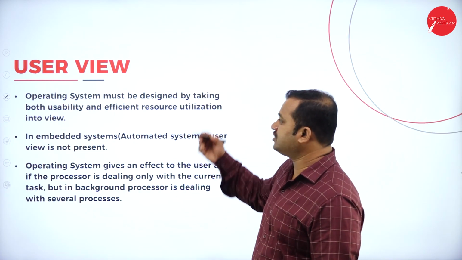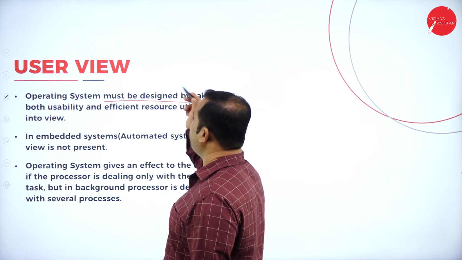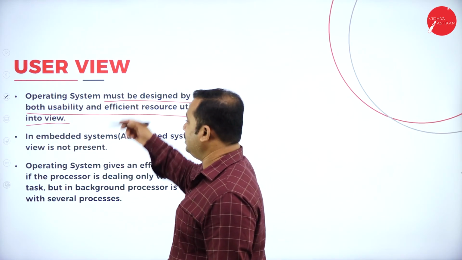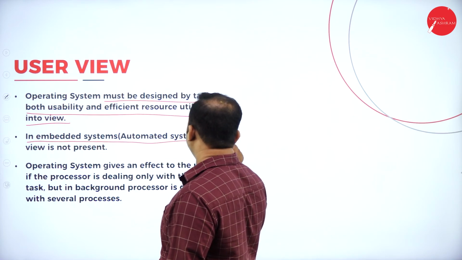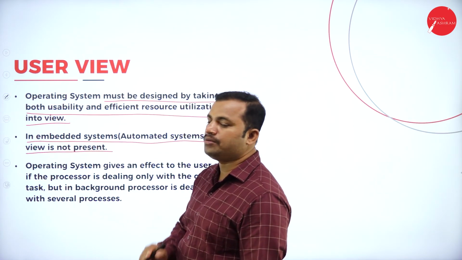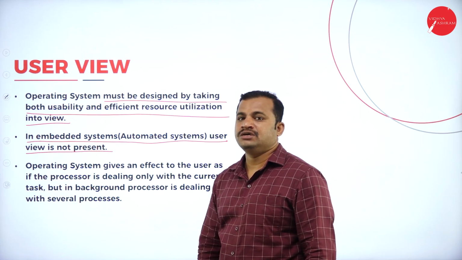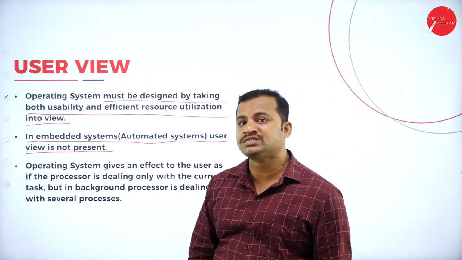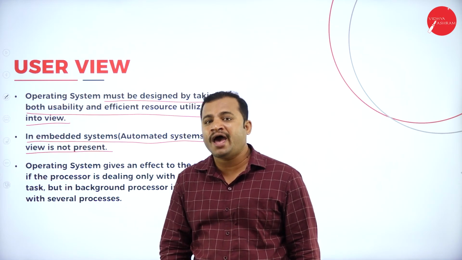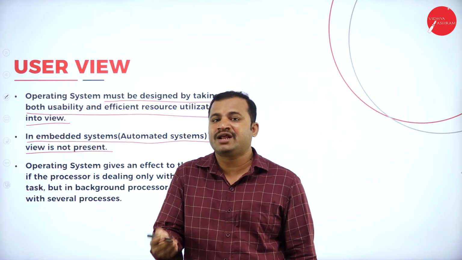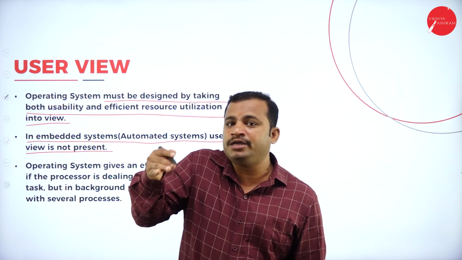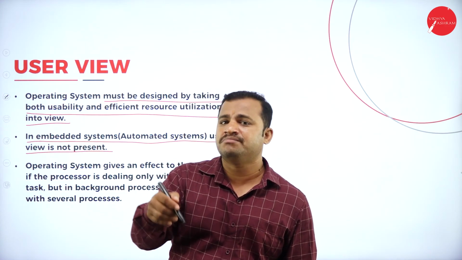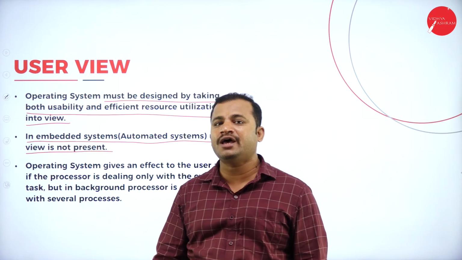If we look at this further, an operating system must be designed by taking both usability and efficient resource utilization into view. In embedded systems, like automated systems, the user view is not at all present. That means these softwares or application programs are embedded into the hardware devices. Suppose I have an Arduino board or a Raspberry Pi, I will incorporate some Python programming into these hardware devices so that the hardware device works as if the user is working in the environment.